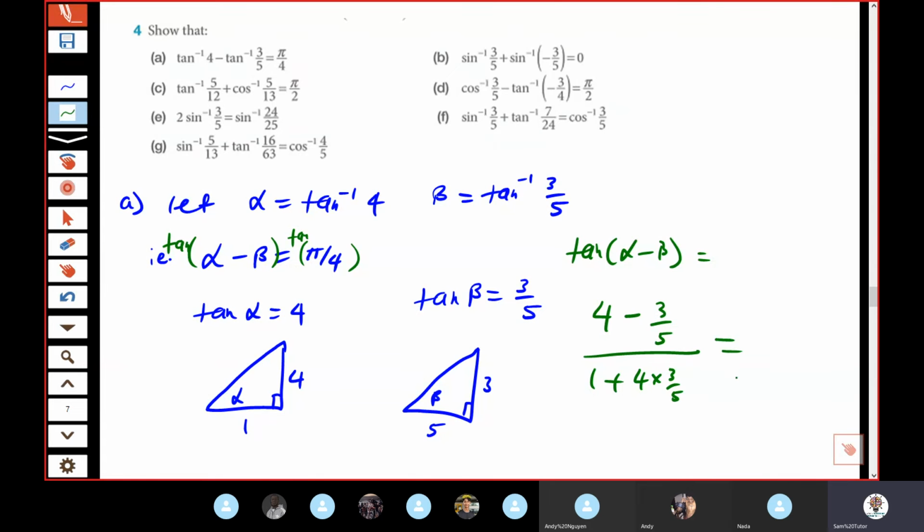From the top of our heads, we can say that that's going to equal 1. Do you guys want to double check that? Plug it into your calculator. It should equal 1. It must equal 1.